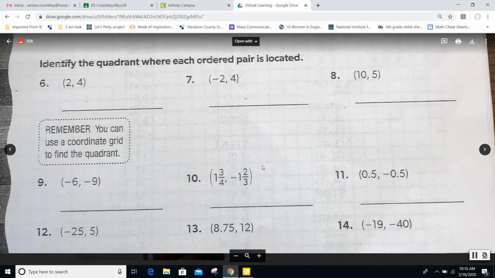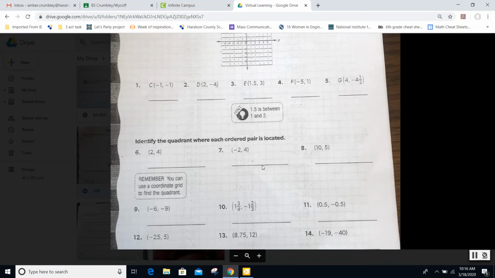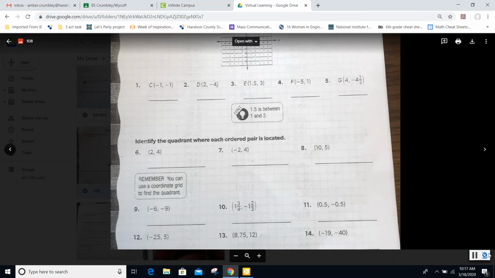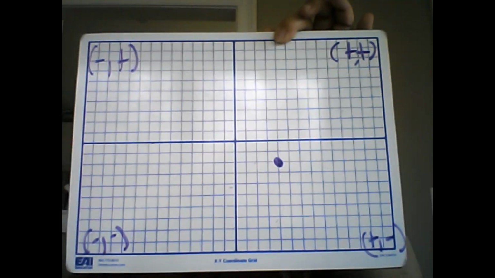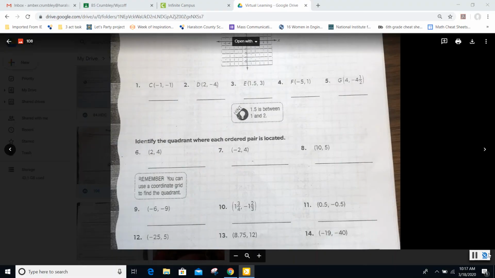Is that all of them on there? Really? It just went to 14? Is that true? No, it went all the way to 17. I just didn't get a picture of all of it. All right. But that should be easy, especially if you will label your quadrants like this. If you will label your quadrants like this, that should be easy. Okay? All right.